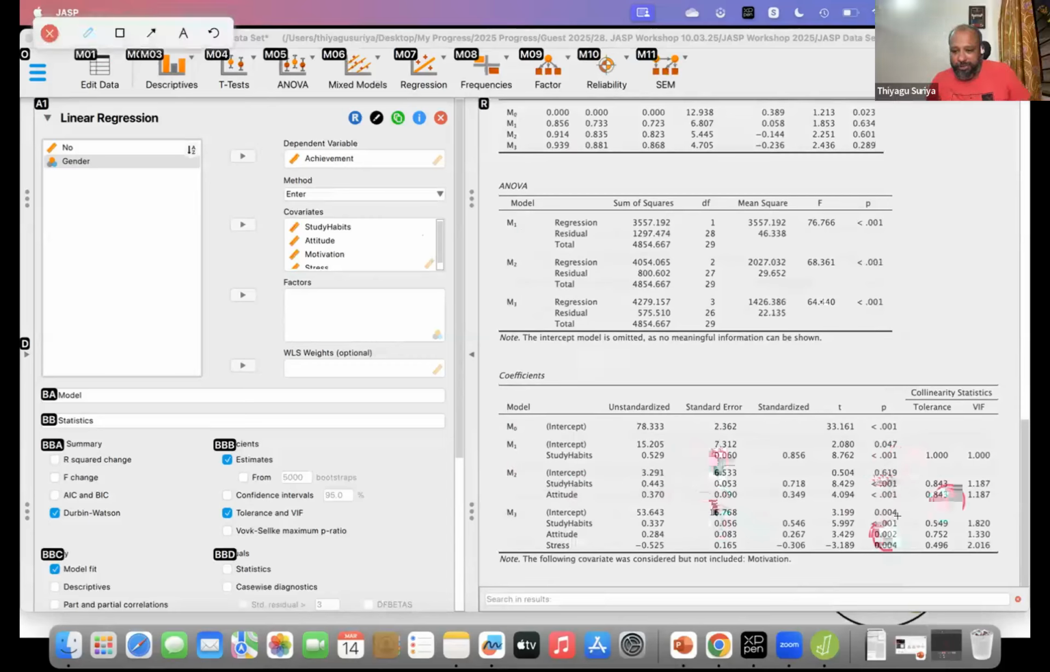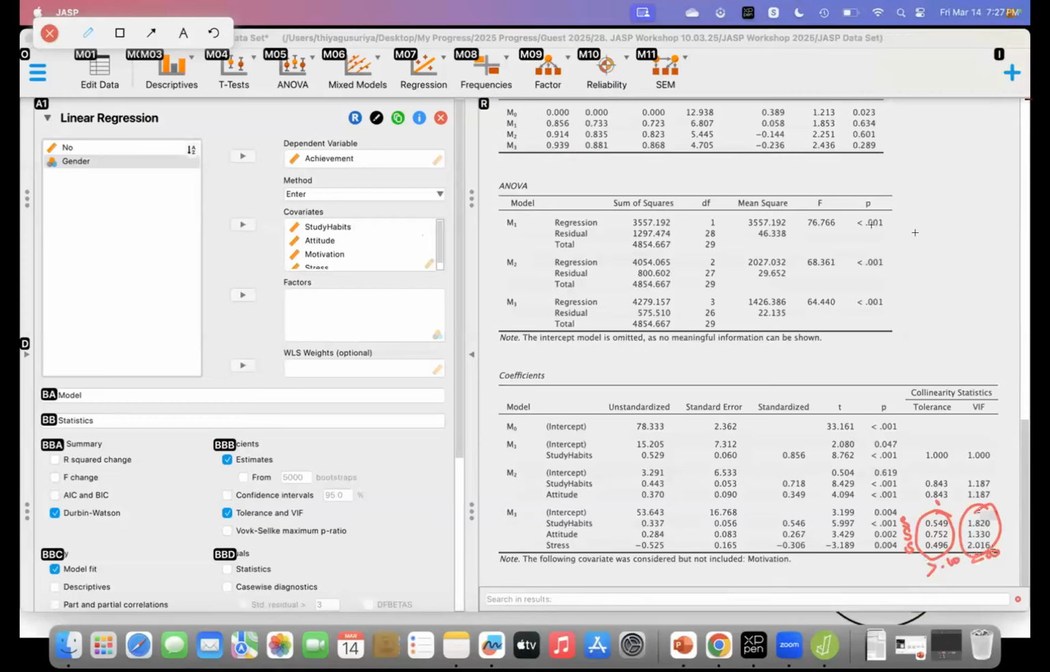You can say all the four are significant. Our tolerance is also greater than 0.10, satisfied. The VIF is less than 10, satisfied. Both are satisfied. Now you can say the Durbin-Watson also, it is 2.43, less than 2.5. All five things are satisfied.